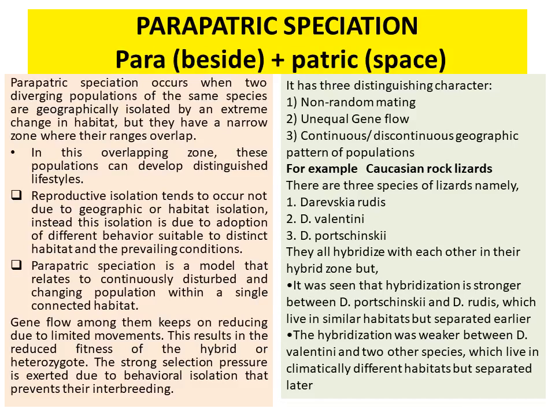An example is the Caucasian rock lizard. So we have three species of these lizards. These lizards have strong hybridization between Darevskia portschinskii and Darevskia rudis, whereas very weak hybridization is shown between Darevskia valentini and the other two species.